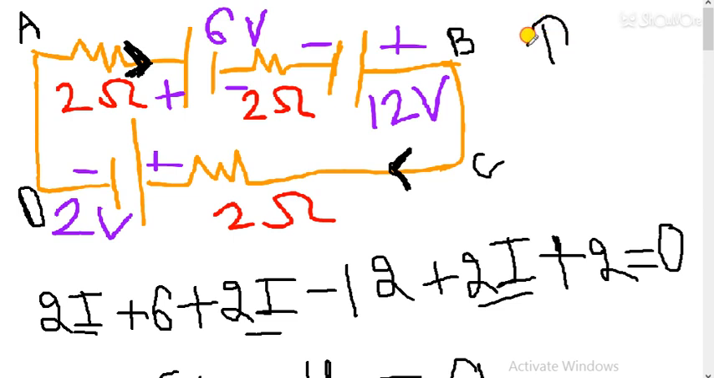In this question only one closed loop was there. You can see A, B, C, D, A. Only one closed loop was there. So it was a very basic question, and I started from it so that you can understand the concept. If you are not clear, then you have to watch the first video of KVL, and if this question is clear, then you can move to the next question.